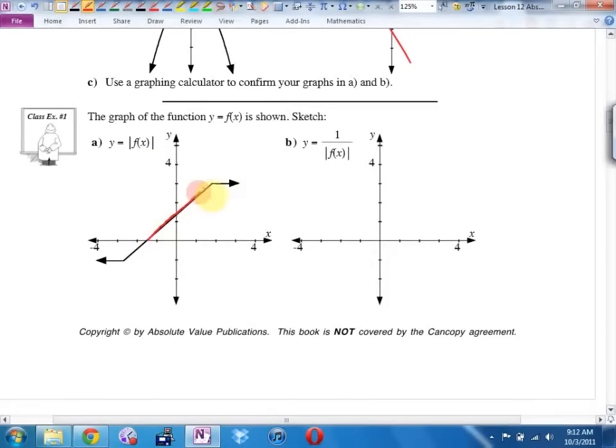But to the left of that, the graph is below the x-axis, and it's going to simply flip right up. It's going to look like, let's see, about there. It's going to go nyeom, nyeom. Yeah, the sound effects help.